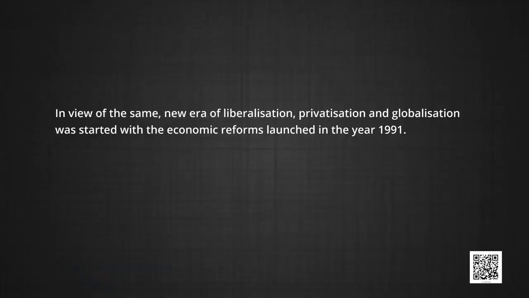In view of the same, a new era of liberalization, privatization, and globalization was started with the economic reforms launched in the year 1991. Now, let us conclude and summarize.